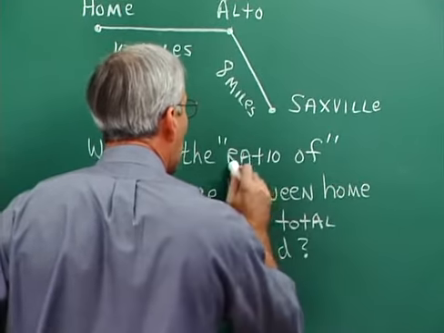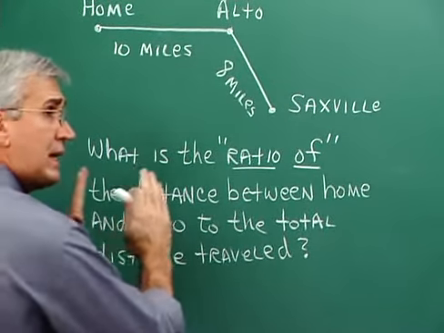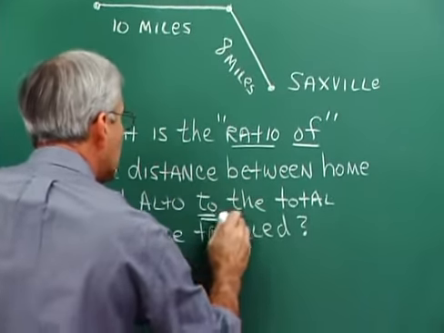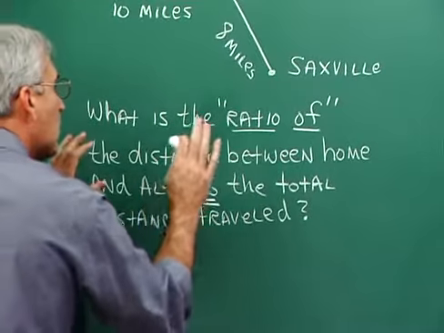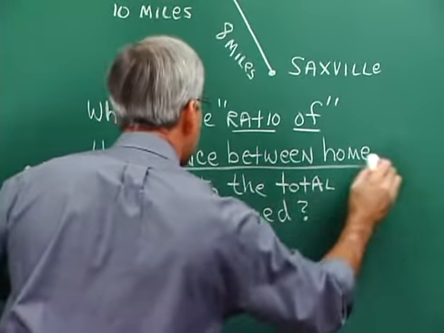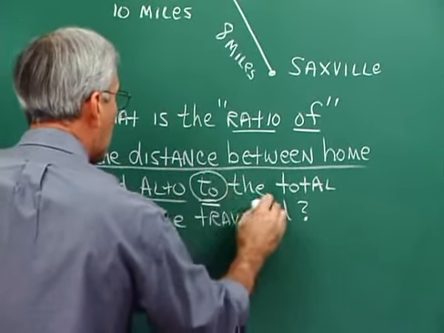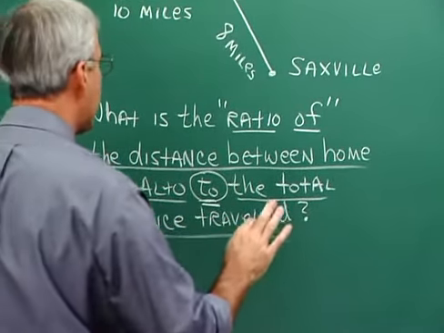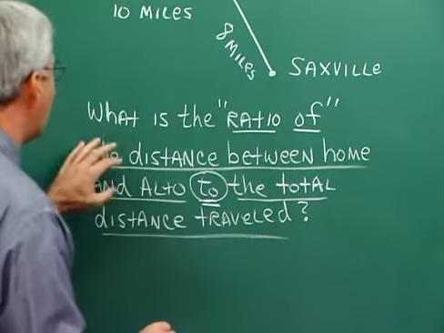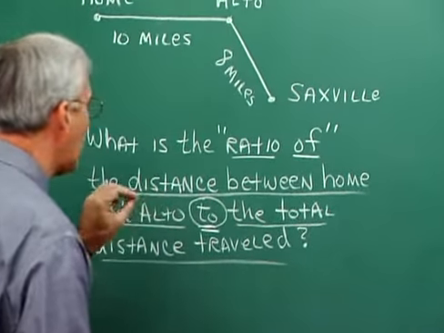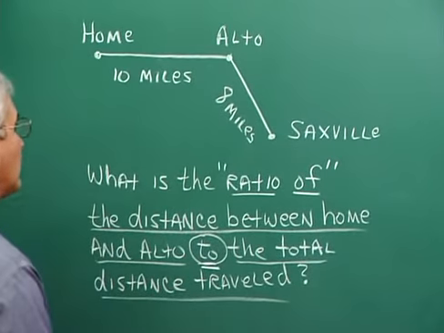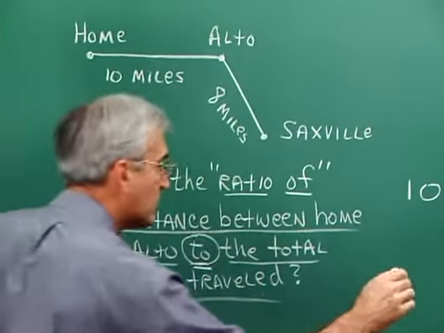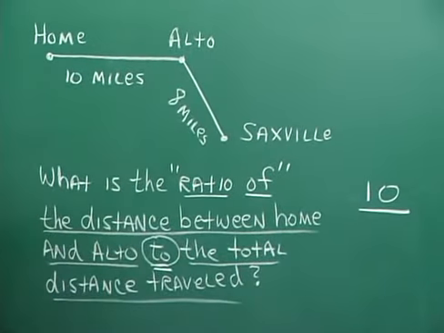We've got the ratio of something to something else. It is blah, blah, blah to blah, blah, blah. So it's the ratio of whatever all of this means to whatever all of this means. You see, and that's how you want to kind of separate it in your thinking. So it's the ratio of, let's see, the distance between home and Alto, that's the numerator of the fraction, and that numerator is 10 miles. It's just 10 here. We're talking about the same unit, so we're not going to worry about the units here.